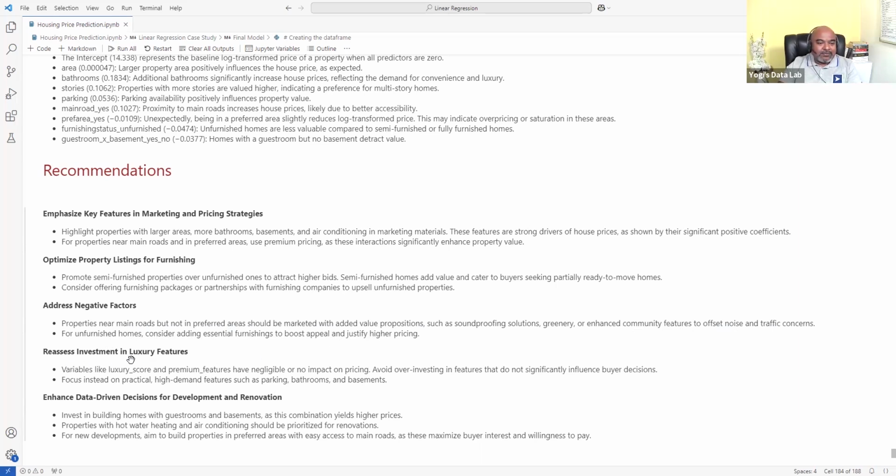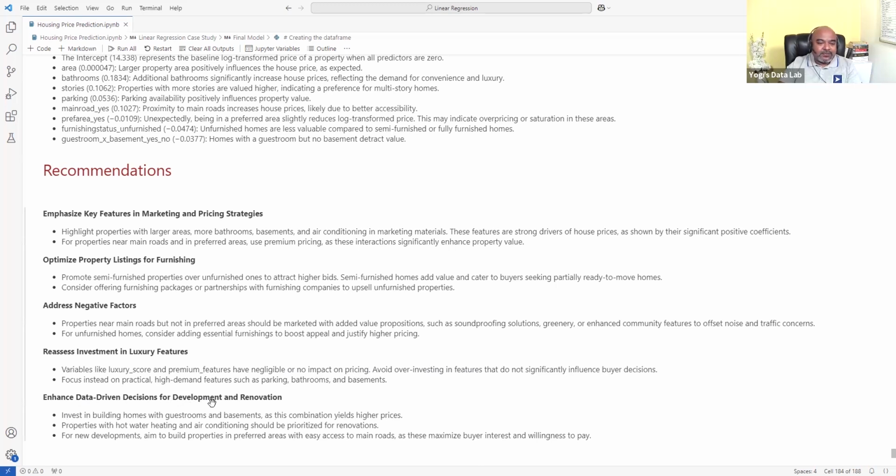Then reassess investment in luxury features. So variables like luxury score and premium features have negligible or no impact on pricing. Avoid overinvesting in features that do not significantly influence buyer decisions and focus instead on practical, high-demand features such as parking, bathrooms, and basements.